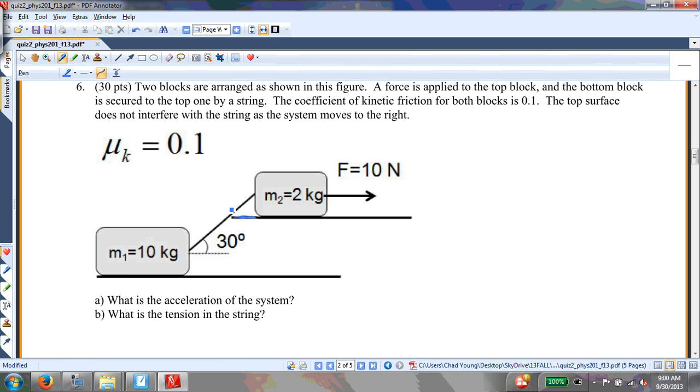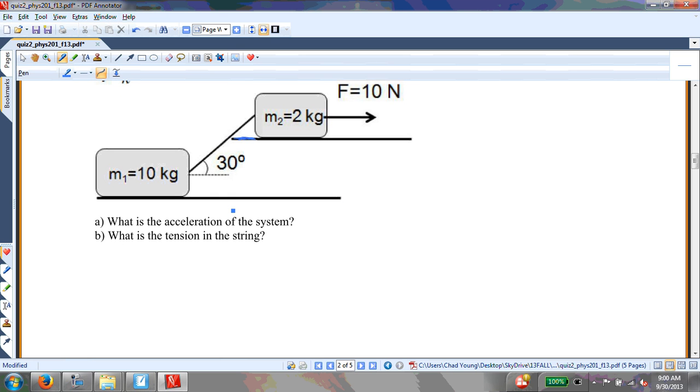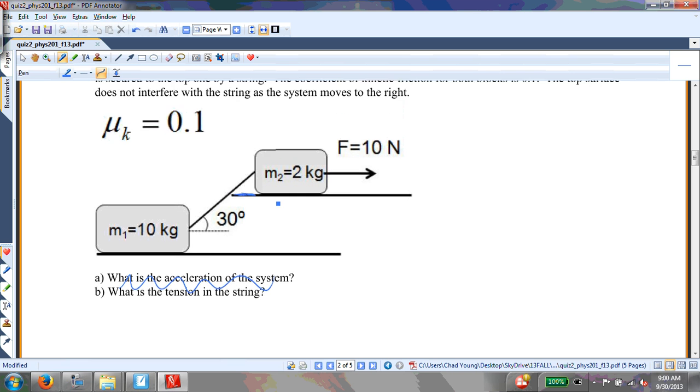Let's see, this was an old version. I had several other questions, which will be in the printed version. But the first question was just to label all the force vectors.